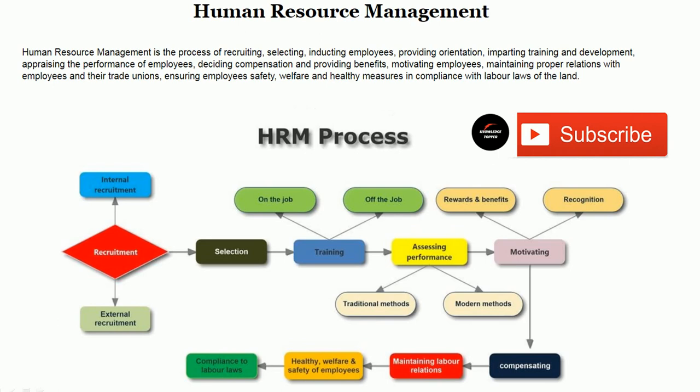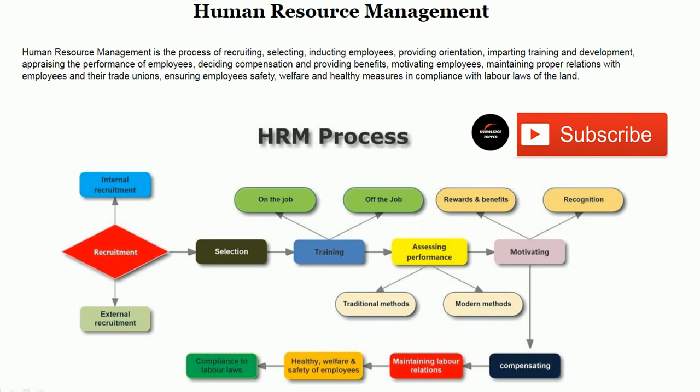As written here, human resource management is a process of recruiting, selecting, inducting employees, providing orientation, imparting training and development, appraising the performance of employees, deciding compensation and providing benefits, at the same time motivating employees, maintaining proper relationships with employees and their trade unions, ensuring employees' safety, welfare and healthy measures in compliance with labor laws of the land. There are a lot of steps that you can read in this definition, but I would like to make it easy for you guys.